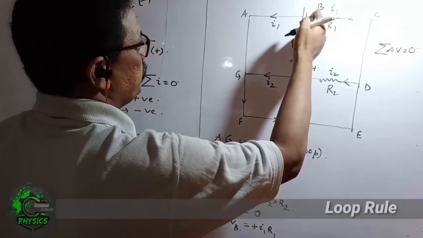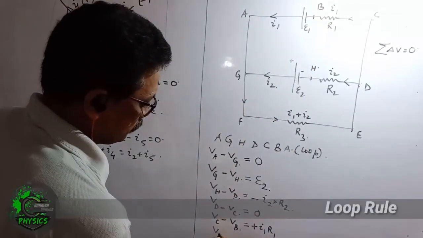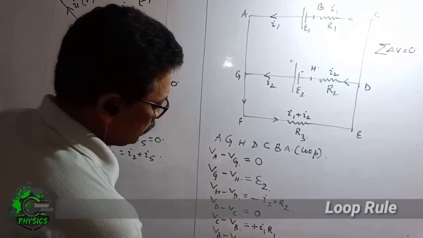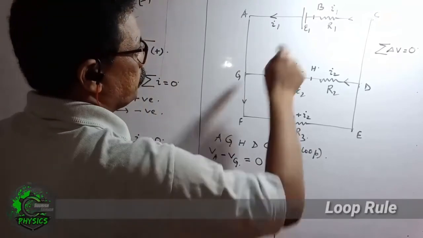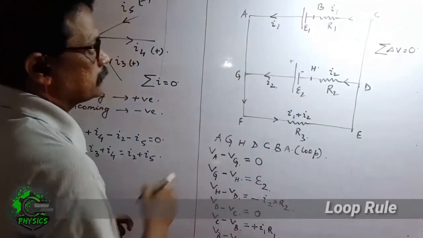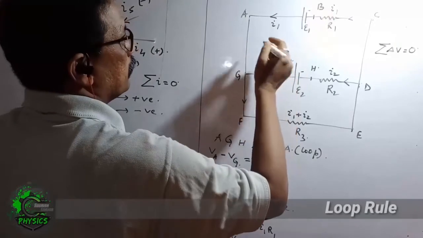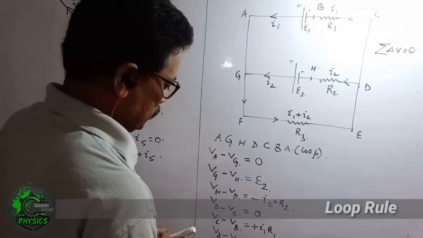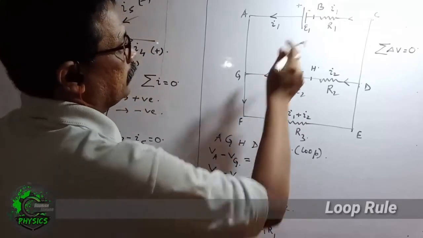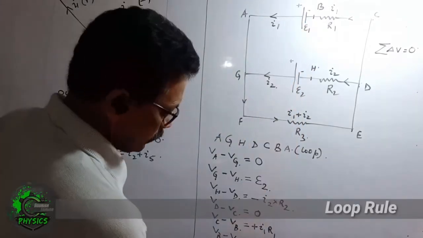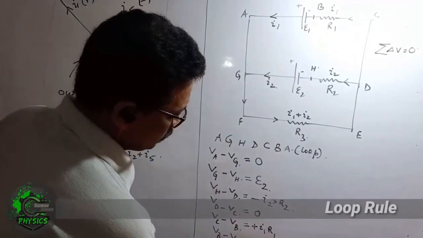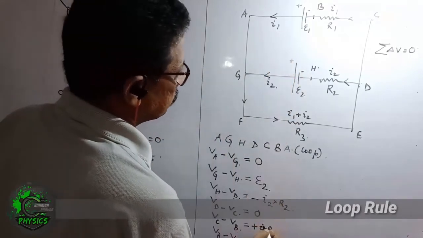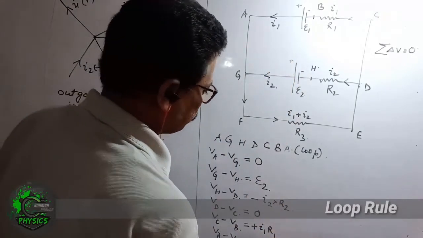Last is VB minus VA. If we see the point B, it is at lower potential because it is at negative, and A is at higher potential, so it is positive. So VB minus VA is smaller minus bigger, so its sign is negative and it is minus E1.